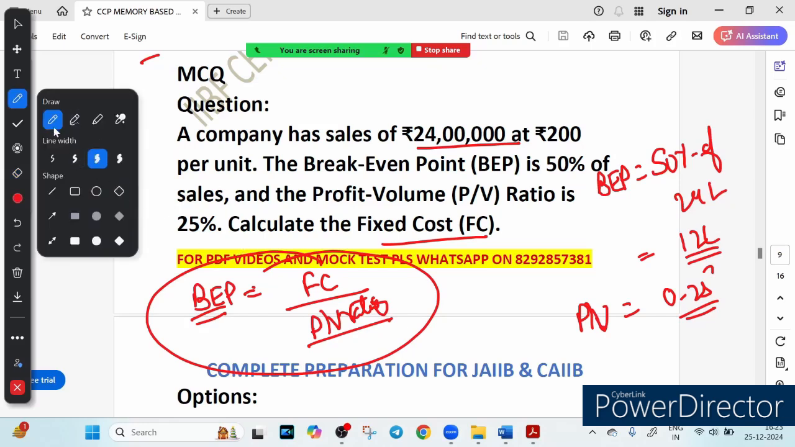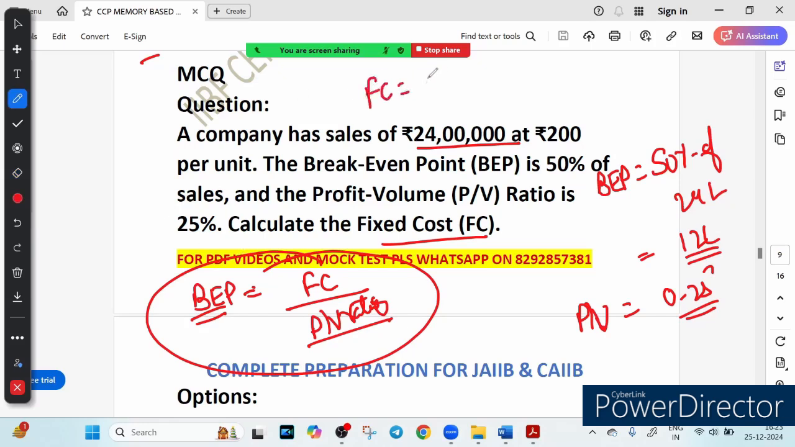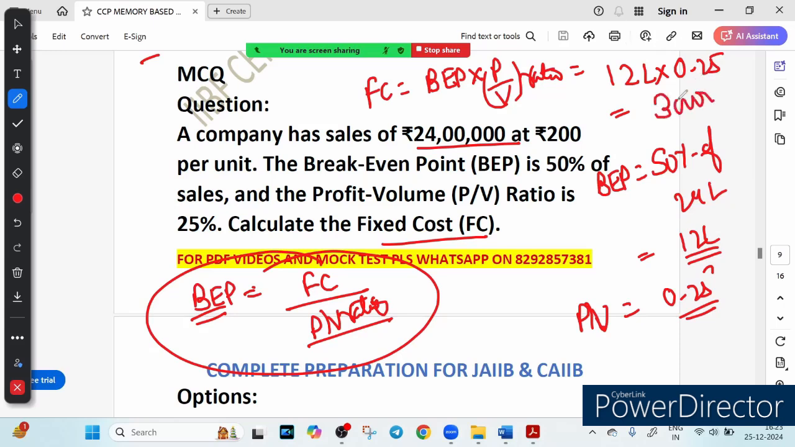So you have to find the FC. FC is nothing but BEP multiplied by P/V ratio, isn't it? BEP here is 12 lakh, and the P/V ratio is 0.25, or you can say 1/4. So what is 1/4 of 12 lakh? It is 3 lakh. So the correct answer is 3 lakh. The fixed cost is 3 lakh. Let me see the option which corresponds to 3 lakh.